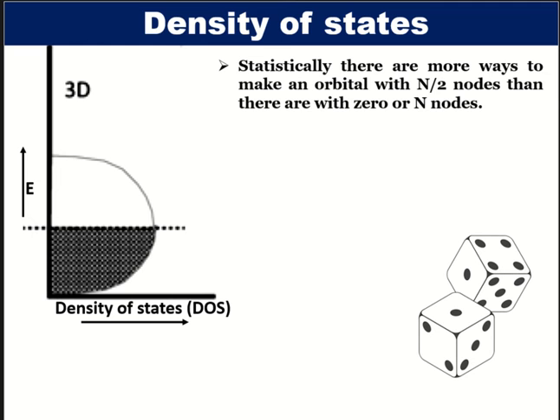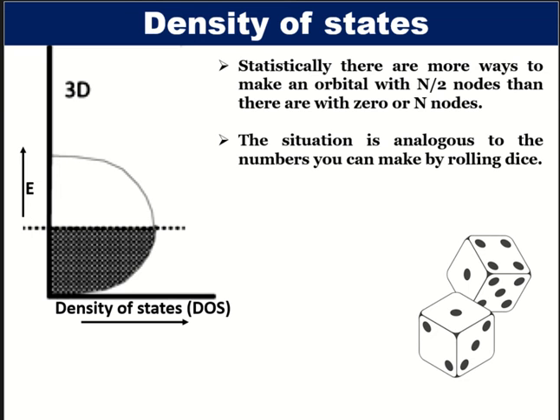So there are more ways to make orbitals of n by 2 nodes here. If you are considering s orbitals, then you have no nodes here, and here you have n number of nodes, and here the number of nodes will be n by 2. So there are more ways in which you can construct n by 2 nodes as compared to 0 or n number of nodes.